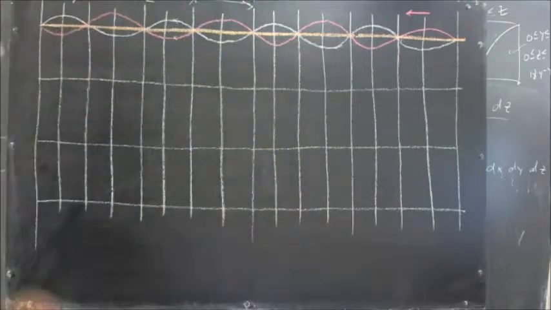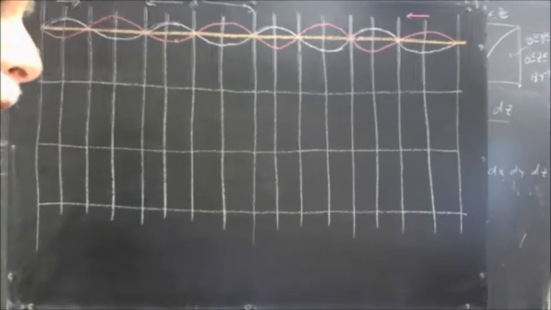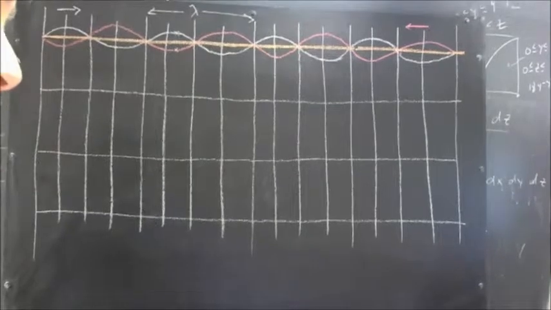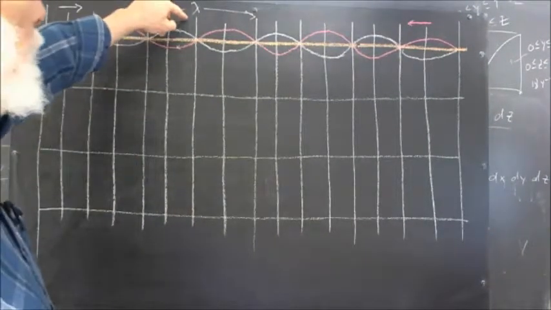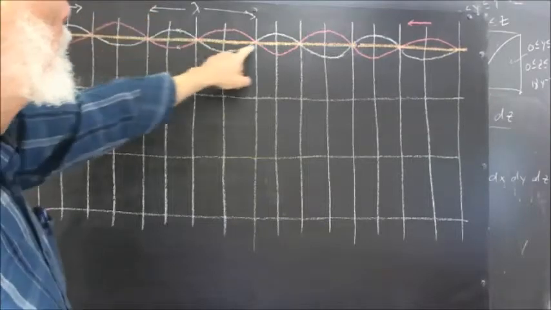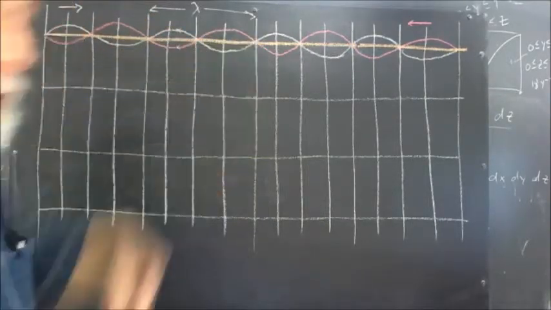Okay, not sure I can even see that on the board. Let's raise the camera a little bit. It's not written real dark. But anyhow, you see there's lambda. It goes from here to here. Full cycle of the wave.